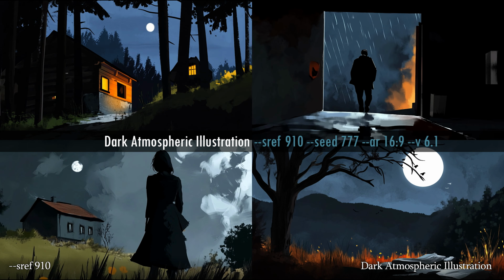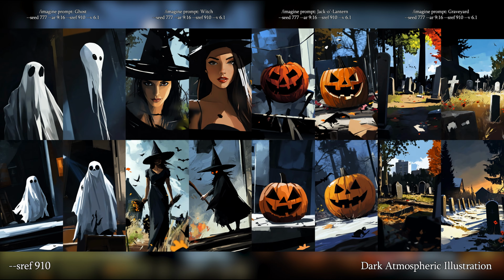910. Dark Atmospheric Illustration. This was a dark style with an orange glow, so in theory fits the theme. But it turned out to be slightly chaotic. It has a cartoon or graphic novel quality to it. Not too cute, not too scary or macabre.